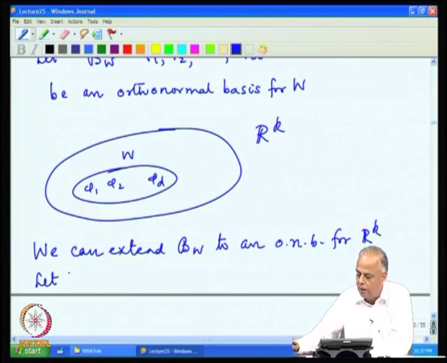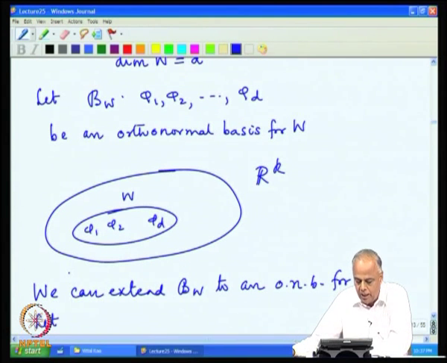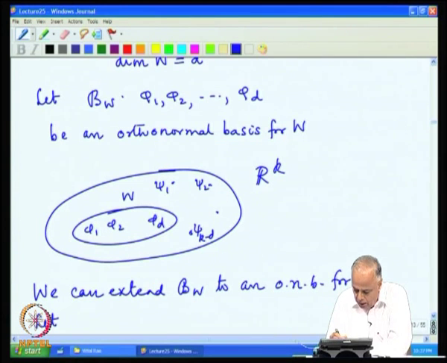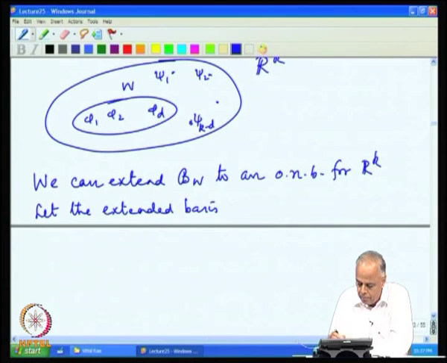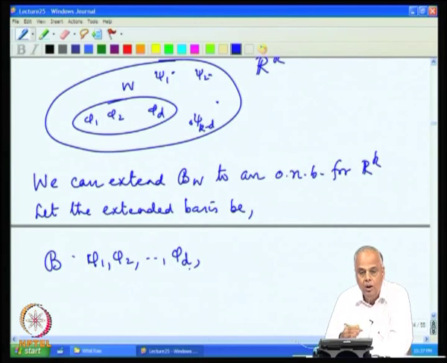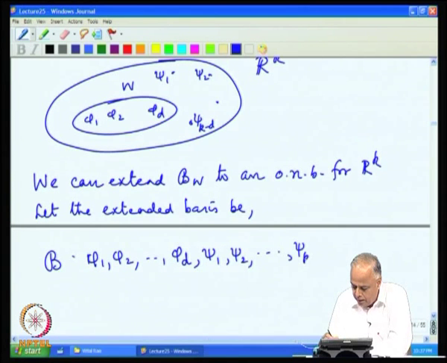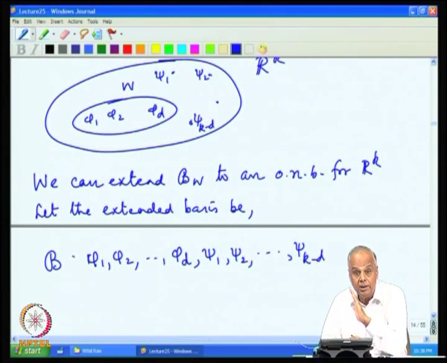How many vectors will we have to append? The dimension of R k is k. So, we would have to pick some vectors, how many of them? k minus d, call them psi 1, psi 2, psi k minus d, and these are going to be orthonormal there outside. So, let the extended basis be B. We will have all the phi's, that is what is meant by extension. To this we will append psi 1, psi 2, psi k minus d. So, this is now a basis for R k and it is an orthonormal basis.